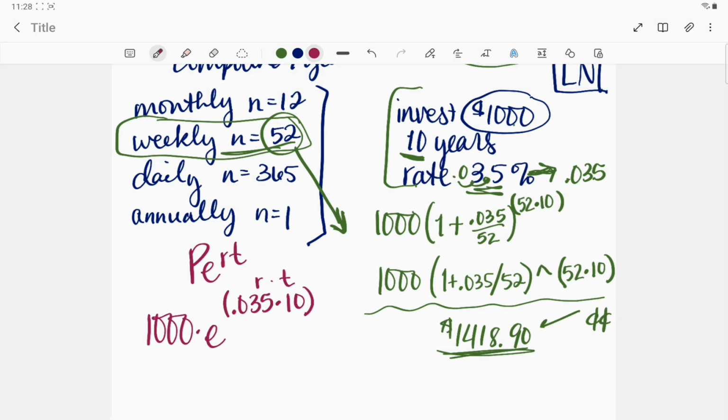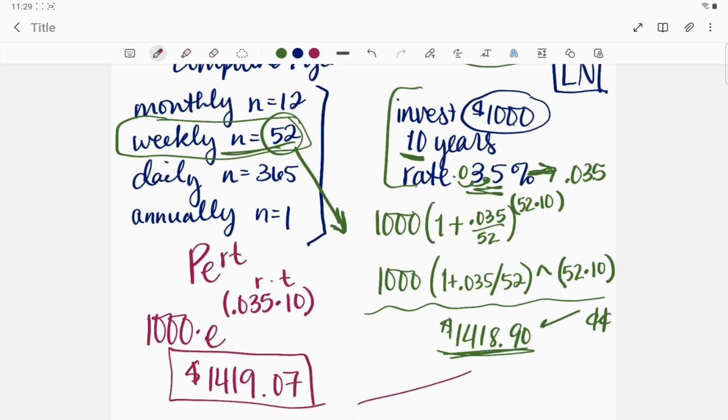And then if we put that in the calculator, 1,000 times E to the 0.035 times 10, that comes out to $1,419. And it's 0.067, so that would round up to 0.07. So $1,419.07. So we make a little bit more compounding it continuously.